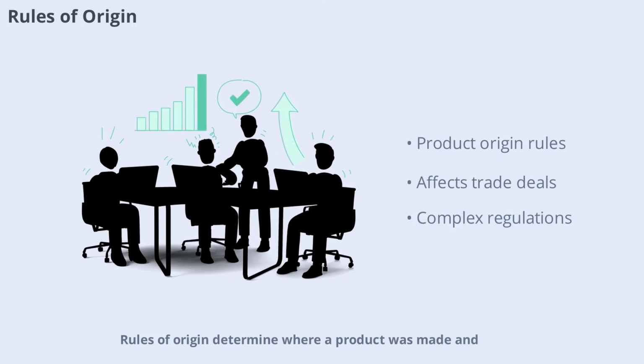Rules of origin determine where a product was made and are used to decide if it qualifies for preferential trade agreements. These rules can be complex and vary between countries, making it challenging for businesses to navigate international trade. They can also be used to restrict imports from certain regions.